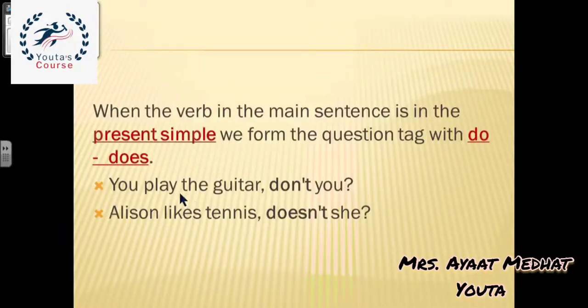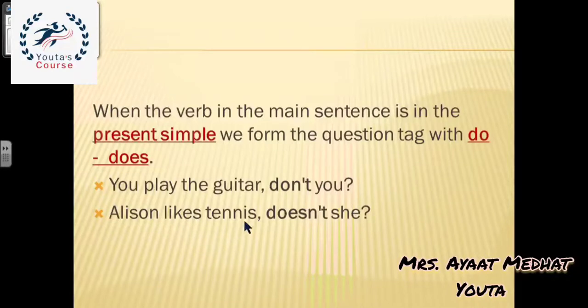No. Do we have any of the modal verbs? Can, could, will, would, shall, should, may, might, or must? No, we don't have. In this case, we will get from our minds one of verb to do. Play, it's the main verb here in the infinitive form. So we will use do. The sentence is in the affirmative case, so it will be in the negative here in the question tag. Don't. And the pronoun will be the same. You, don't you? You play the guitar, don't you? And don't forget the question mark at the end.